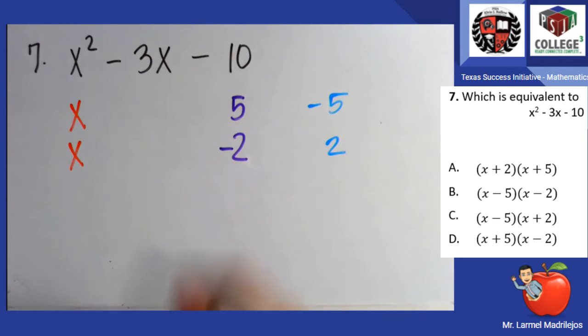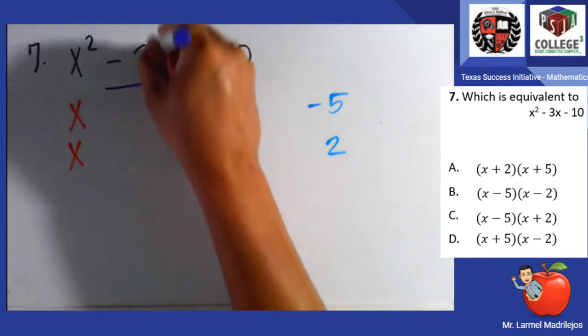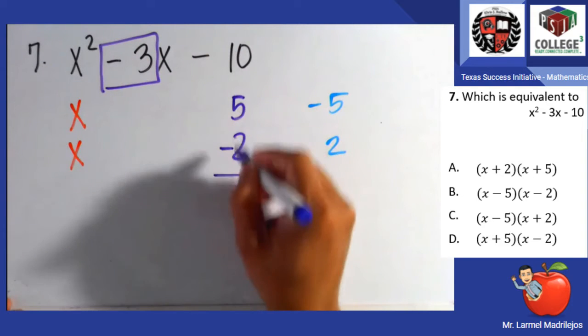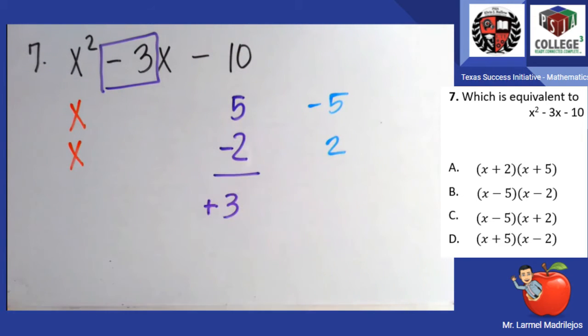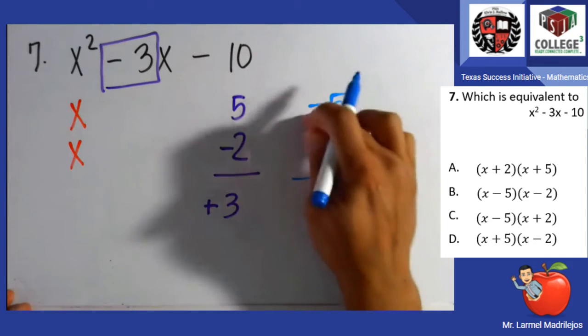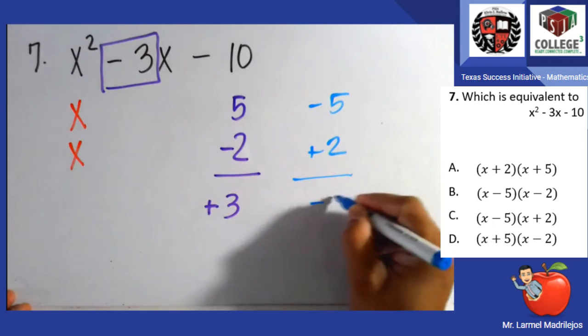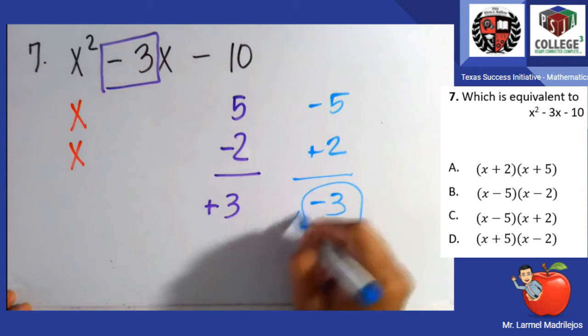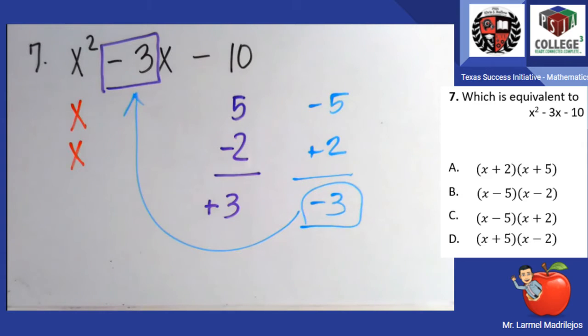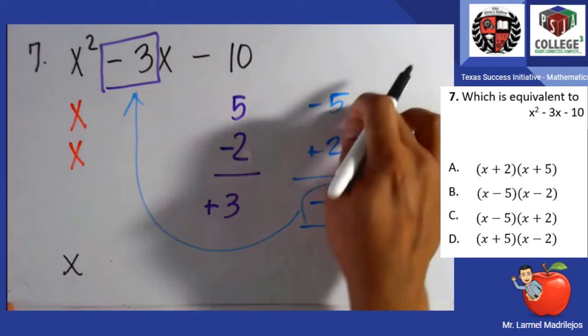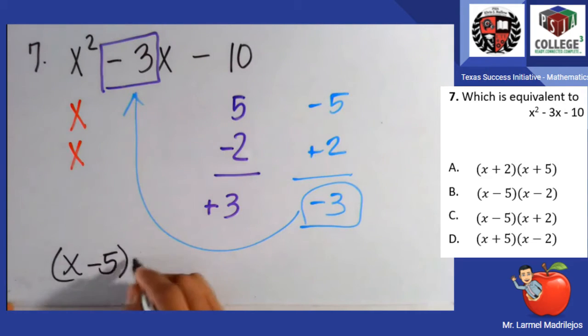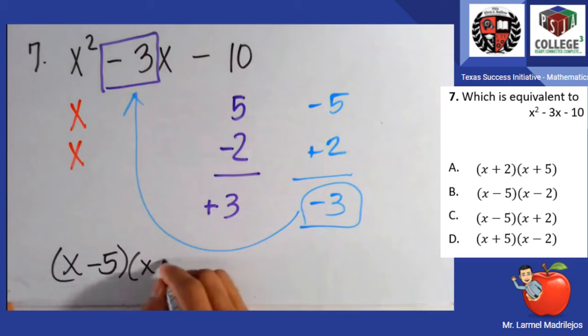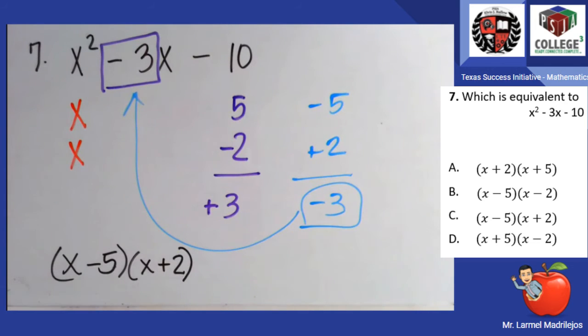So remember, we need to satisfy the negative 3 here. So 5 minus 2 is going to be positive 3. It's positive. It doesn't match that. While negative 5 plus 2, it's negative 3. So this matches that number there. So the final answer will be x minus 5 and x plus 2. So the answer is letter C.